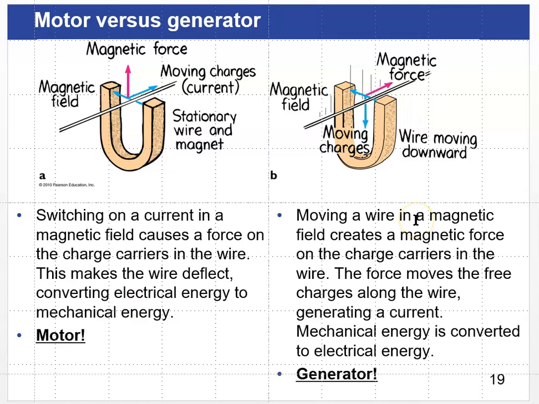The generator works the opposite way. If you move a conducting wire in a magnetic field, it creates a magnetic force on the charge carriers in the wire. The force moves the charges along the wire, generating a current. In this case, mechanical energy is converted to electrical energy.